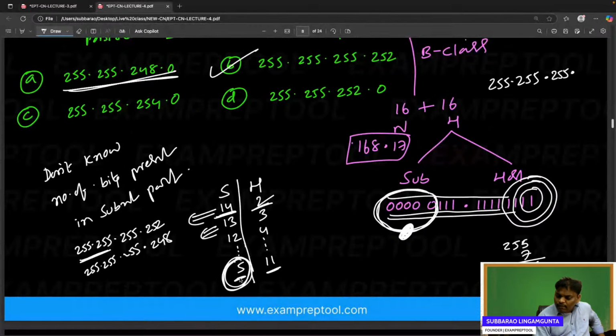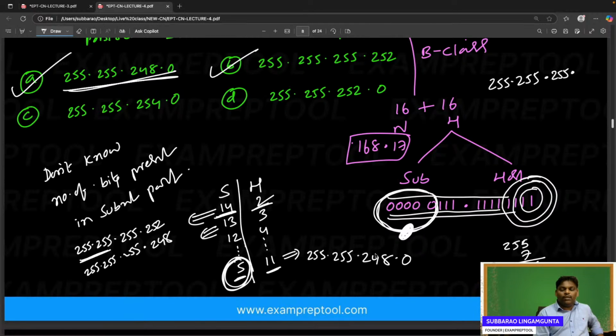Third octet, 5 people are ones, means 248. So remaining this, I think this is possible. So for this, I am writing here 255, 255, 248, 0. Because 5 people are ones, remaining all zeros.